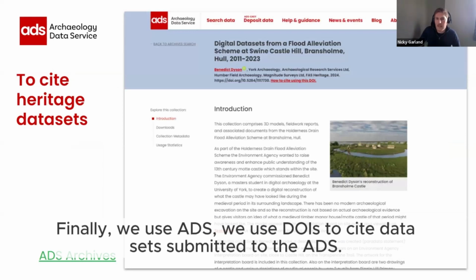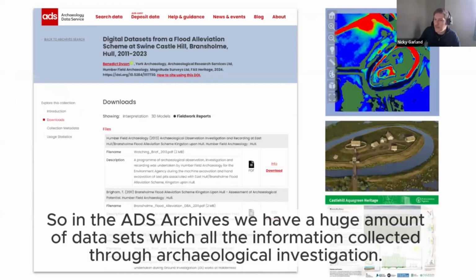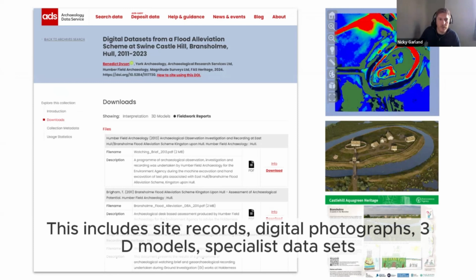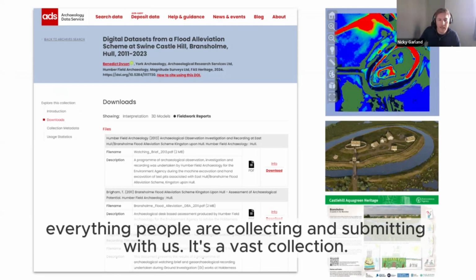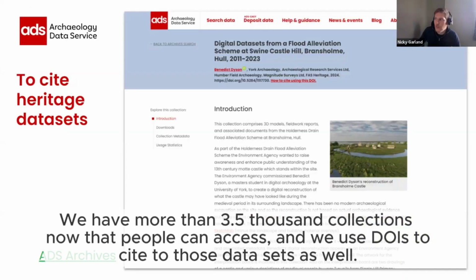Finally, we use DOIs to cite data sets submitted to the ADS. So in the ADS archives, we have a huge amount of data sets, which are all the information collected through archaeological investigation. This includes site records, digital photographs, 3D models, specialist data sets, everything people are collecting and submitting with us. It's a vast collection. We have more than 3,500 collections now that people can access. And we use DOIs to cite to those data sets as well.